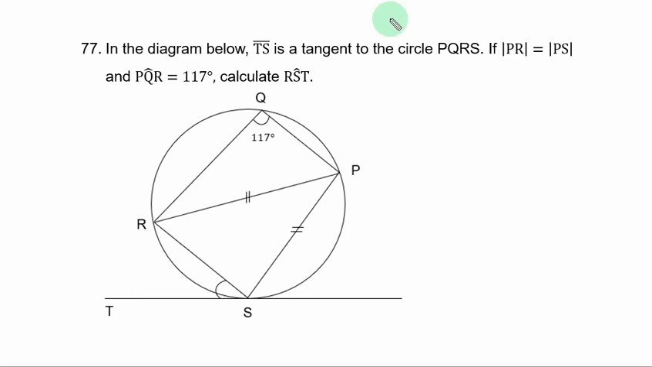Example 77. In the diagram below, TS is a tangent to the circle PQRS. If PR is equal to PS and angle PQR equals 117 degrees, calculate angle RST. Let's see how to get the required angle.